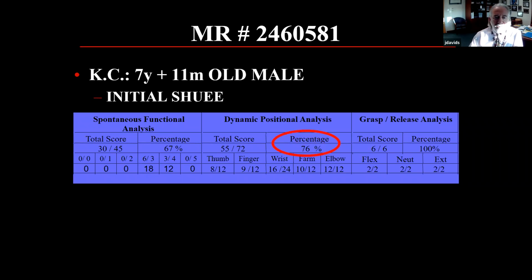The dynamic positional analysis total score was 76%, with deficits appreciated at the thumb, to a degree at the fingers and at the wrist. This guides us in targeting thumb and wrist for interventions. Grasp and release total score was 100%, indicating the ability to perform grasp and release with the wrist in all positions, suggesting that once the wrist alignment was corrected, we would not be unmasking problems with the fingers due to extrinsic finger flexor tightness.